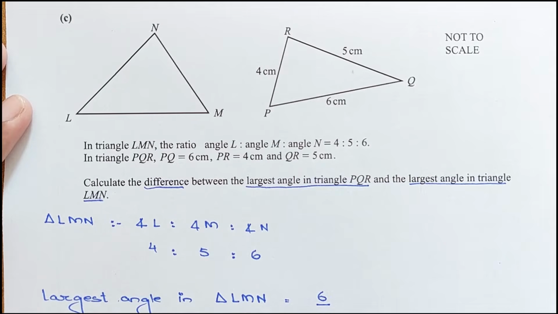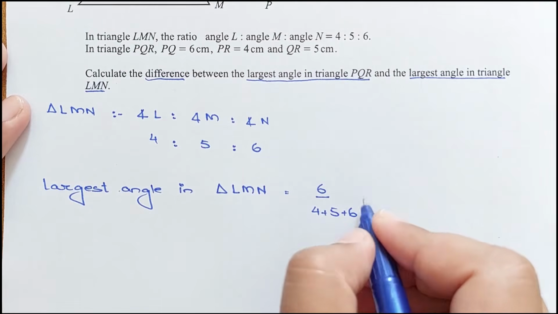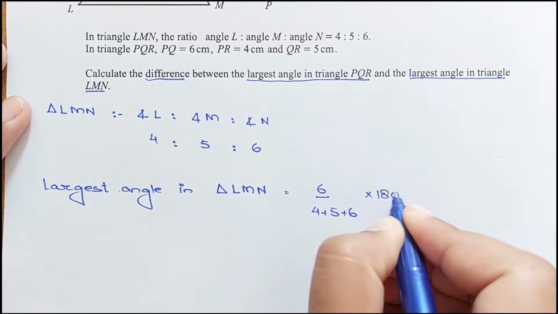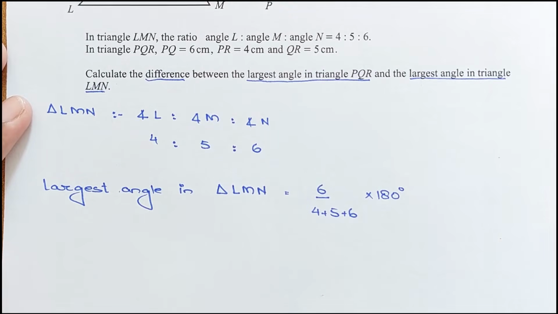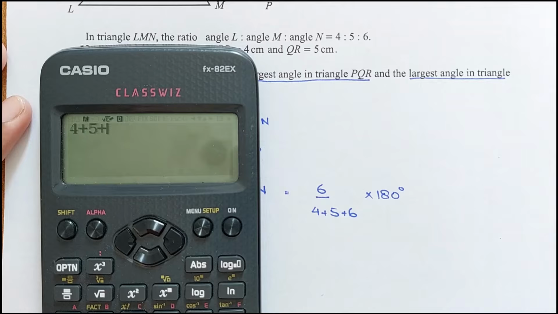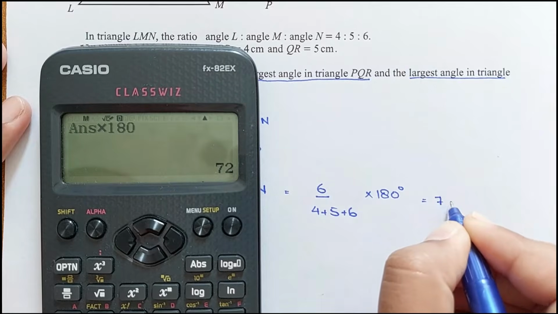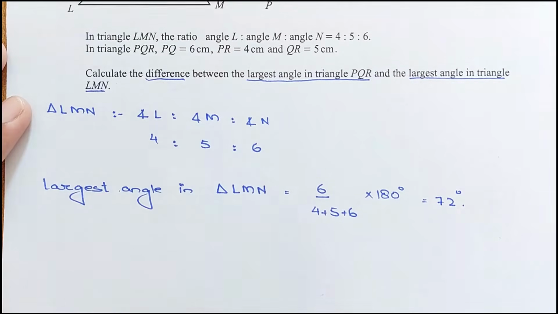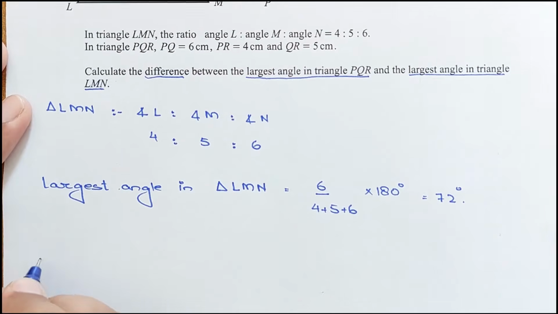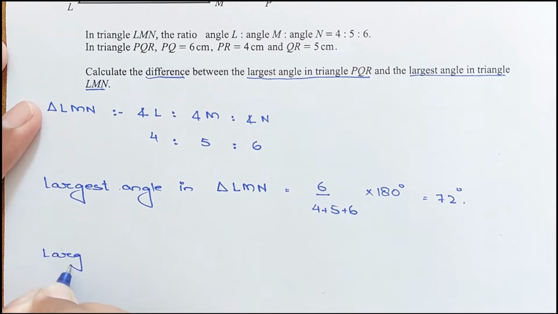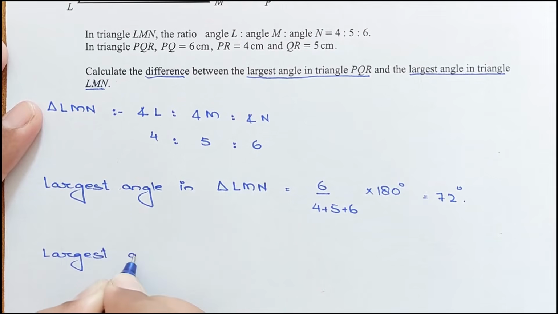4 plus 5 plus 6, and we know that sum of all angles of a triangle add up to 180. So times it by 180. 4 plus 5 plus 6 is 15. 6 out of 15 times 180 is 72 degrees. That is the largest angle. Now let me find the largest angle in triangle PQR.